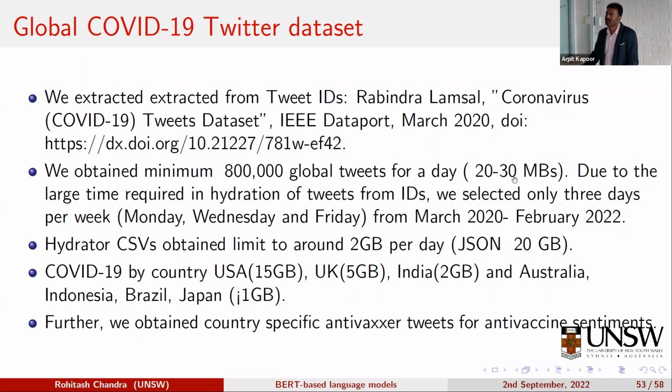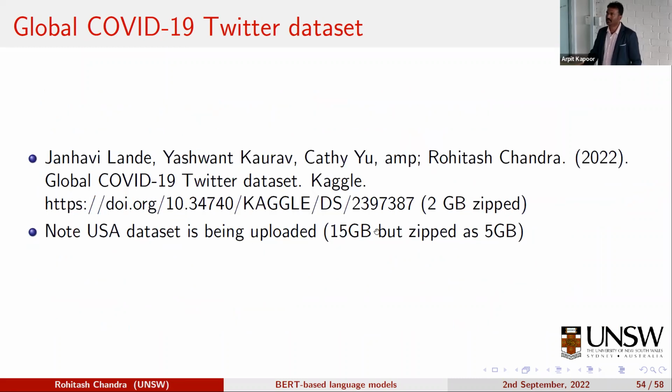So that many tweets per day, and due to the hydration of tweets, we selected only 3 days, 2 GB per day, and the JSON format for that is 20 GB, and that's the size and so on. And this is the link to the data set, and we can do a lot with this data set in this group.